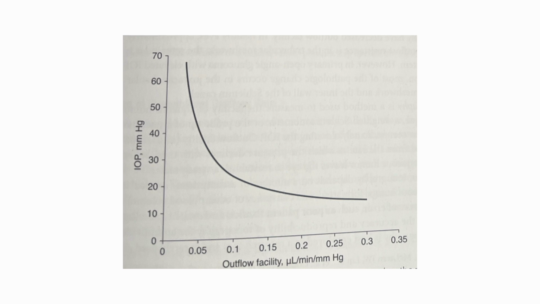However, once outflow facility rises above approximately 0.2 to 0.3 microliters per mil per millimeter Hg, the normal physiologic range, the curve begins to flatten. In this range, IOP becomes relatively stable and less sensitive to changes in C. The key takeaway is that small changes in outflow facility at the lower end of the scale can have a large impact on IOP, which is why many glaucoma therapies target improving outflow through the trabecular or uveoscleral pathways.